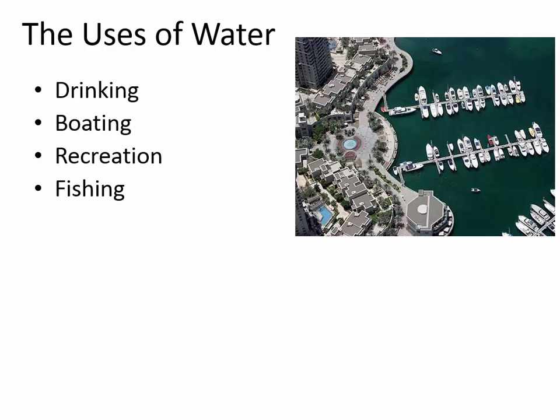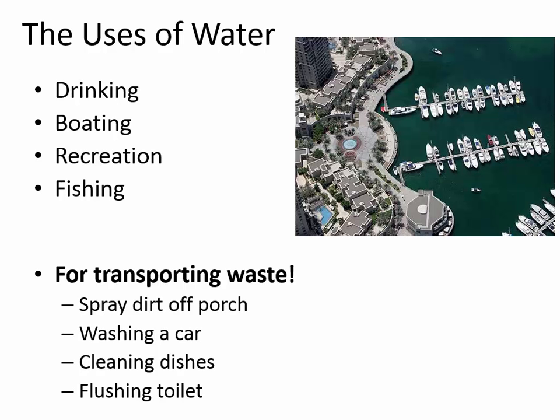So think about what is the utility of water. What do we actually do with it? We drink water, you can boat on it, recreation, fishing. Those are some of the answers when I ask students in my introductory environmental engineering courses that I've taught in the past, what is the use of water? Those are some of the answers that I'll get. But one of the most important ways that we use water, and the greatest quantity that we use water, is just for moving waste around.